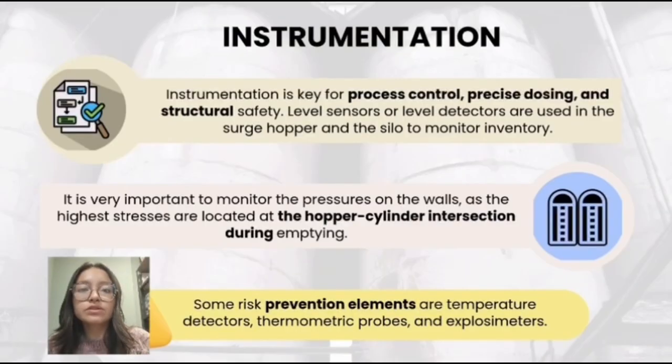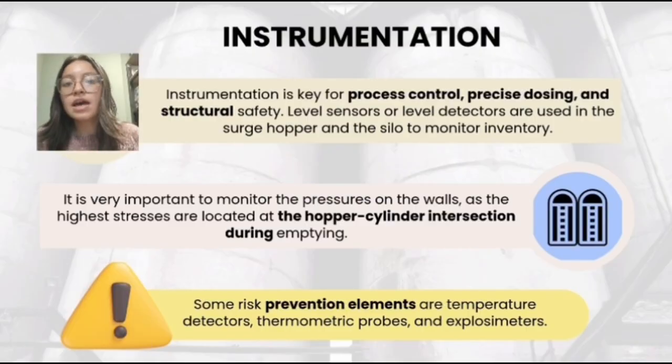Instrumentation is key for process control, process dosing, and structural safety. Level sensors are used in the hopper and the silo to monitor the material. It is of great importance to monitor the pressure on the walls, since the highest stresses are located at the hopper-cylinder intersection during emptying. Some risk prevention elements are temperature detectors, thermometric probes, and explosimeters.